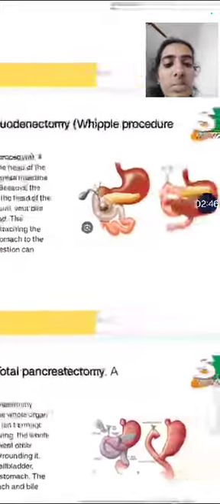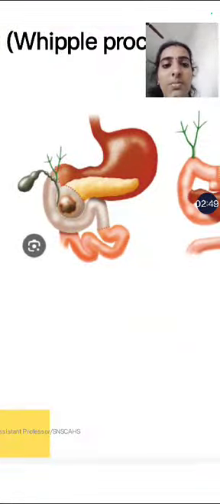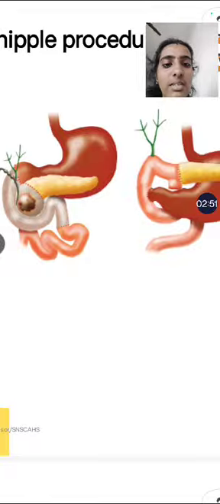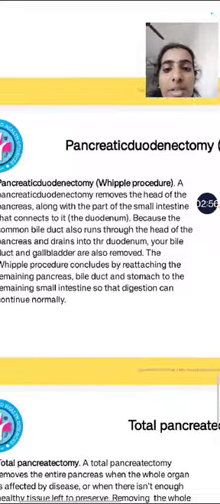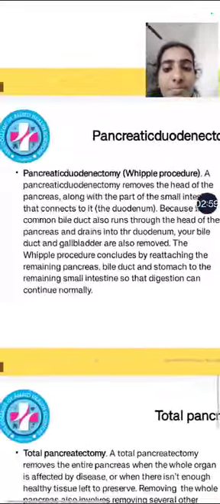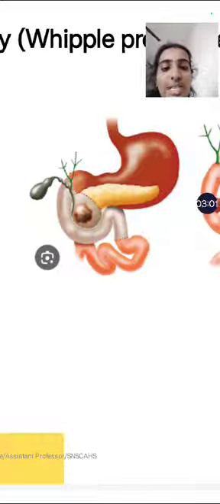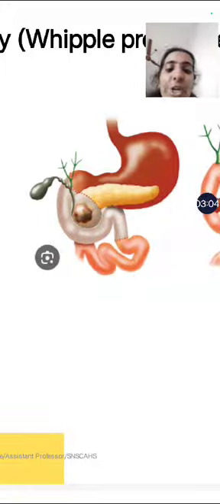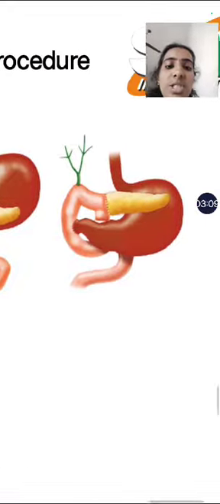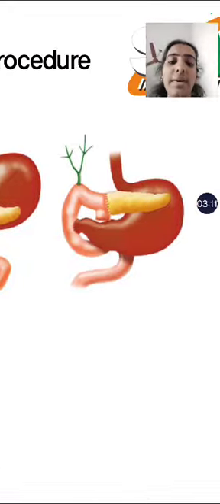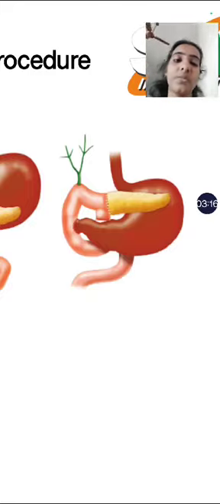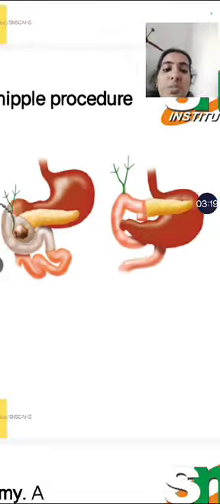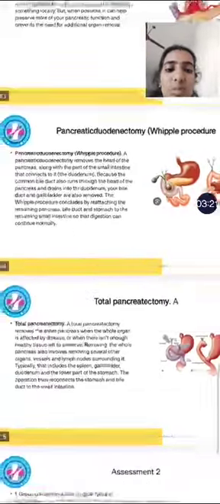So in the Whipple's procedure, this is before the procedure. The bile duct is connected to the duodenum, and the head of the pancreas is affected. In the other picture, the duodenum part is removed, and the remaining parts are attached to the intestine for proper digestion. So this is the Whipple procedure. The head of the pancreas will be removed.